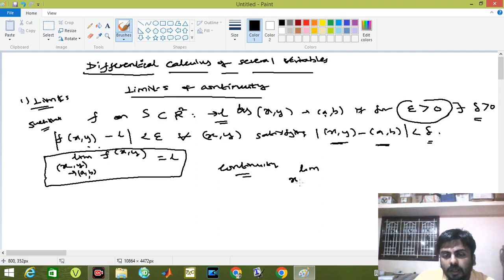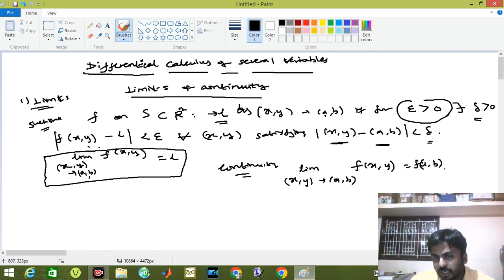If the limit as (x, y) tends to (a, b) of f(x, y) equals f(a, b), then we can say f is continuous. Otherwise f is not continuous. So what do you come to know here?